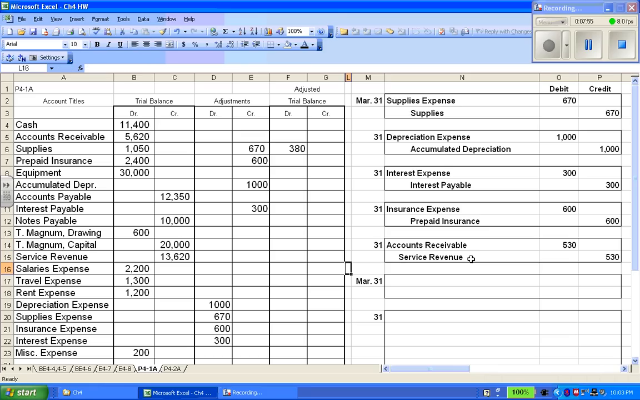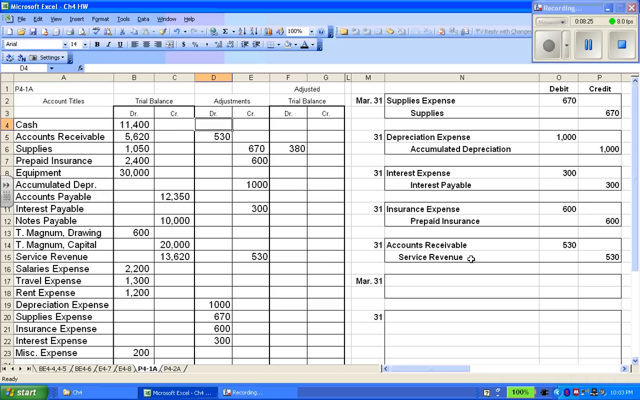So let me record that in my worksheet. Service revenue is a credit of $530, and my accounts receivable: my customers will owe me $530. Okay, so those are my adjusting entries.